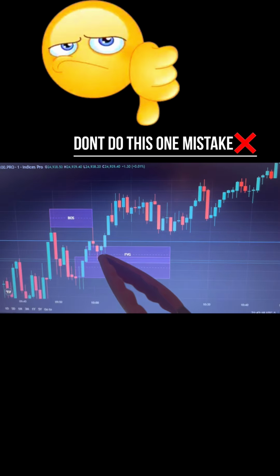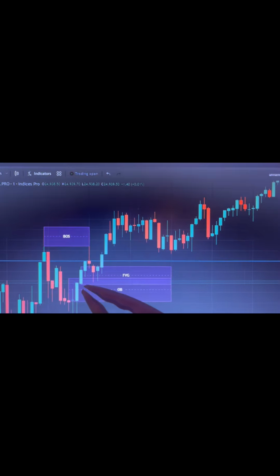Being a dumbass and entering right when you see your reversal. No, but in all seriousness, here's how to find reversals and how to use them effectively.